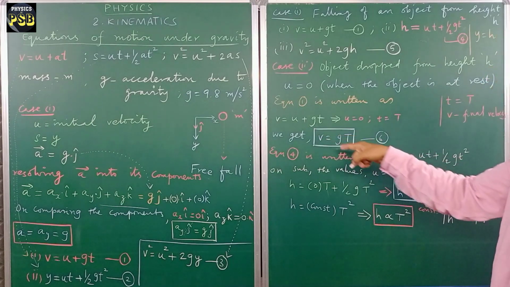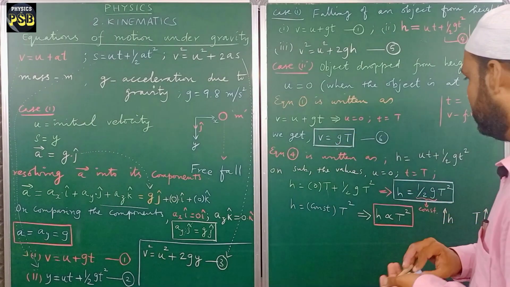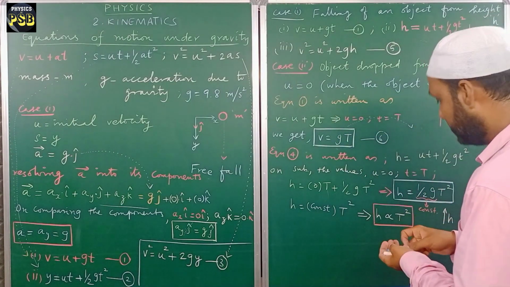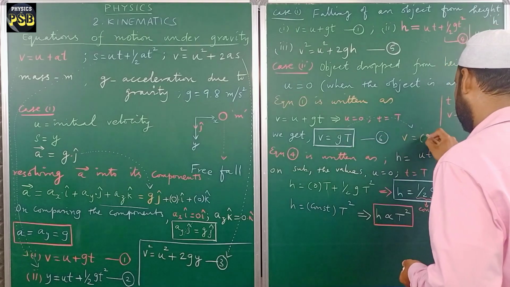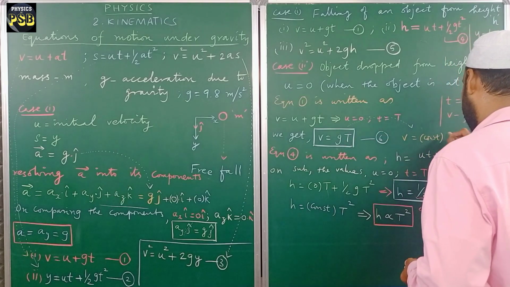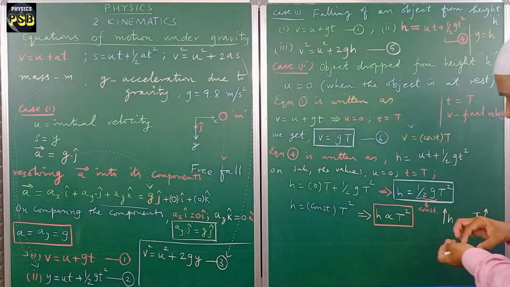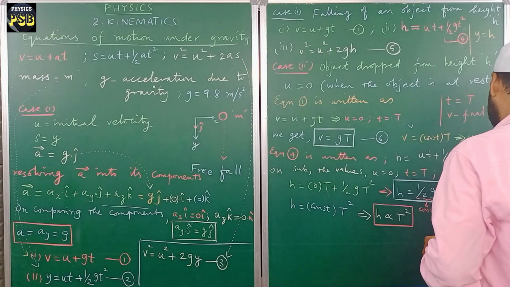In a similar way, here, g is again a constant, isn't it? So this can be written as v equal to g times t, where g is a constant. I combine in the similar way. So, what do I get? I get this: v is directly proportional to t.